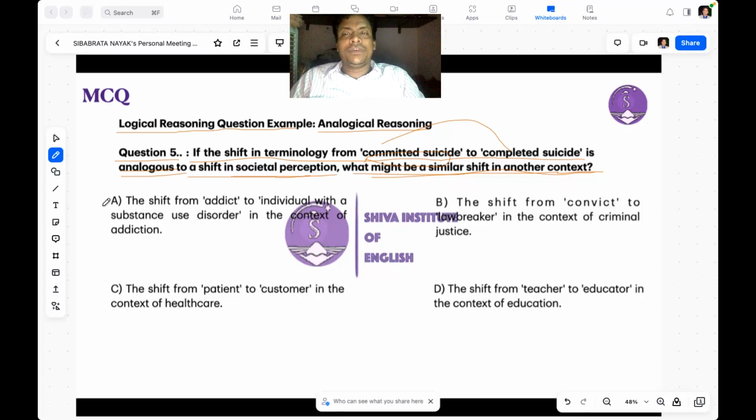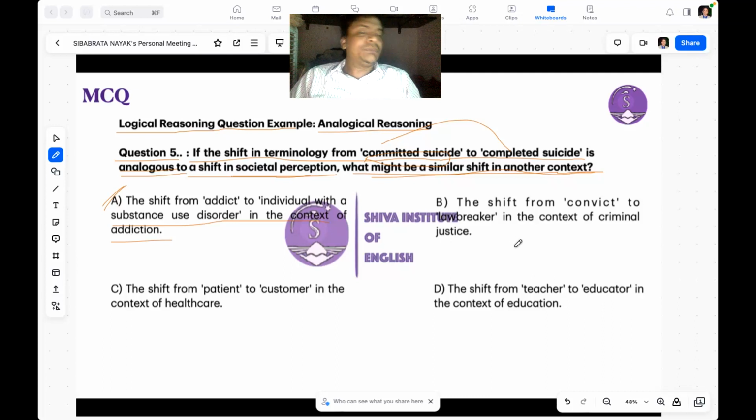Now, moving to the first one, it says the shift from addict to individual with a substance use disorder in the context of addiction. Okay. What is the second one? The second one is the shift from convict.